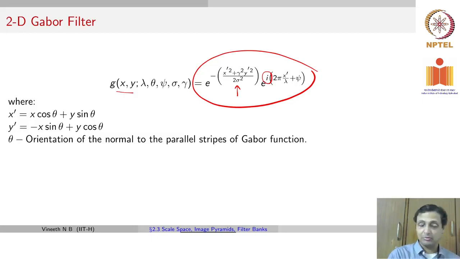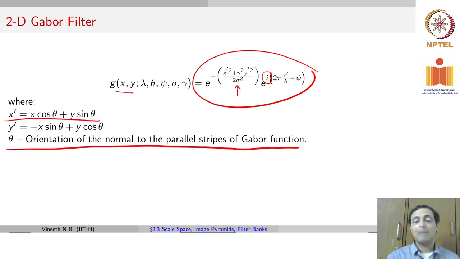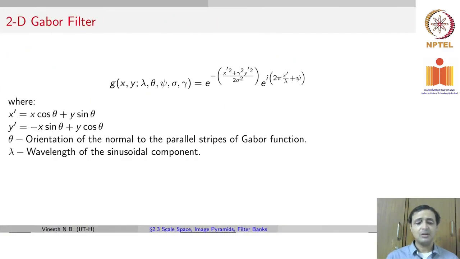But in this particular formula, x prime is x cos theta plus y sin theta. We'll talk about what theta is. Theta is the orientation of the normal to the parallel stripes of the Gabor. We saw that the sinusoid could be oriented in a particular direction, and that's given by theta. So x prime is x cos theta plus y sin theta. Y prime is minus x sin theta plus y cos theta.